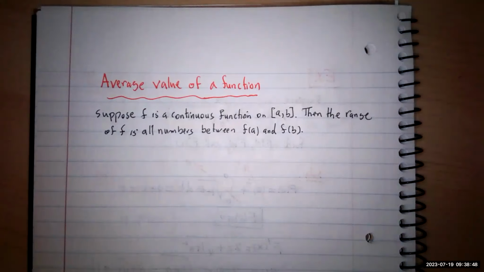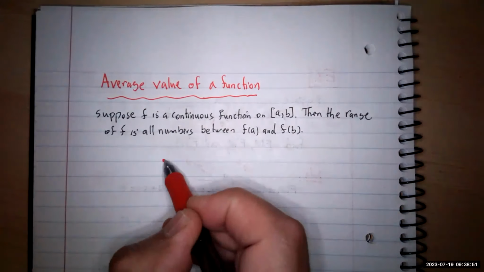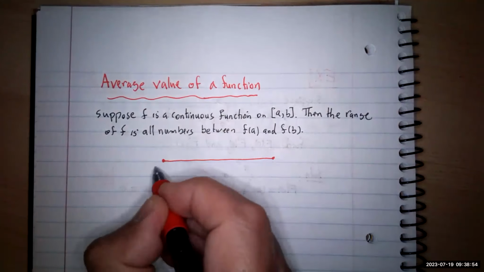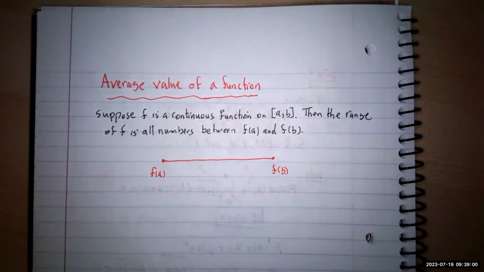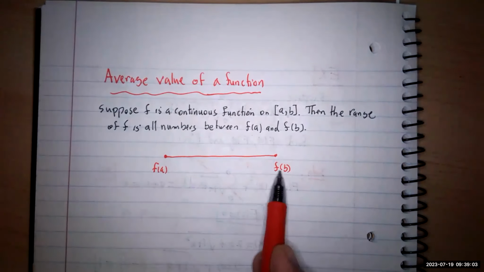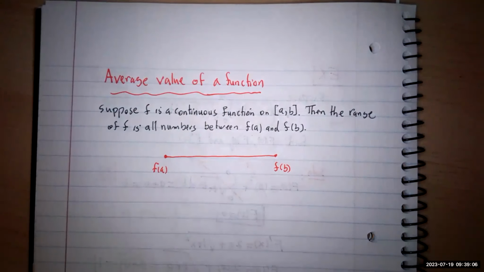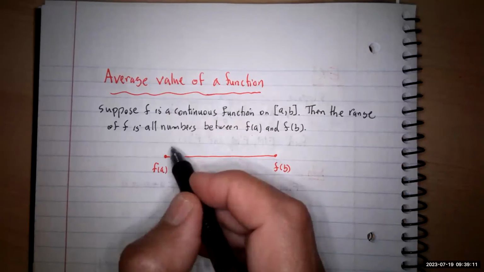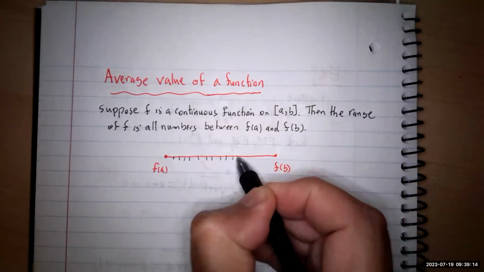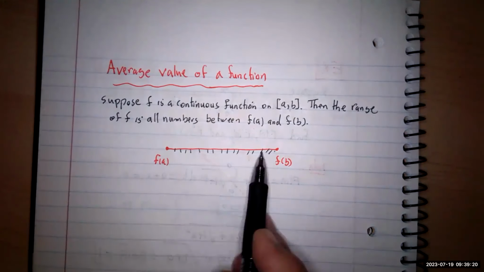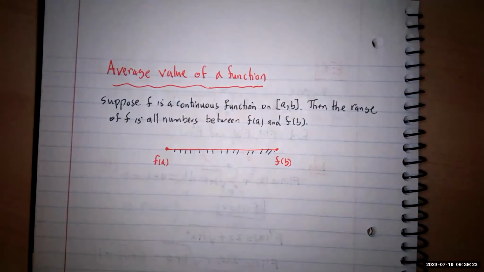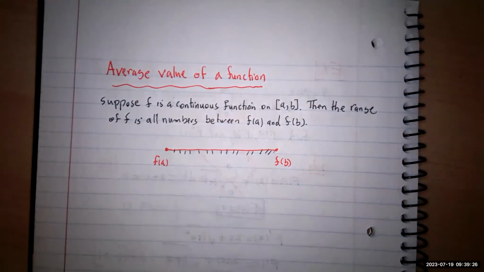So you have the domain, and this is going to be the range of the function. This is f of a, for example, and this is f of b. It depends on the nature of your function. You may get f of a, f of b, or you may get f of b, f of a. It's going to be an interval. So how many numbers do you have? Quite a lot. There are infinitely many numbers between f of a and f of b. So you cannot find the average of those infinitely many numbers in calculus 1 or in general.